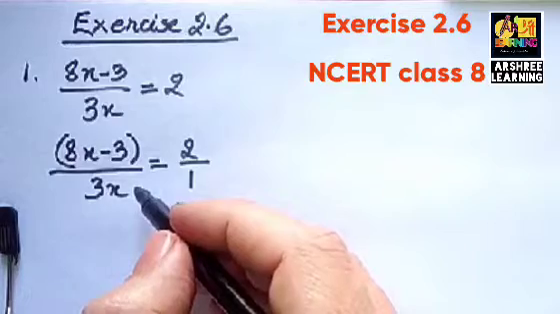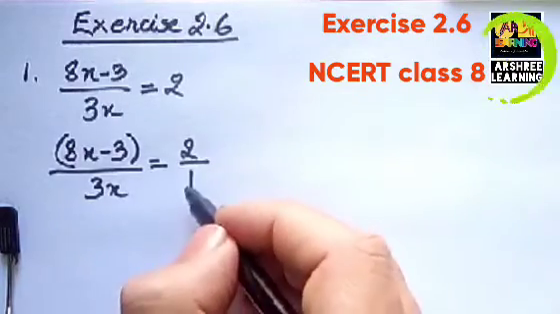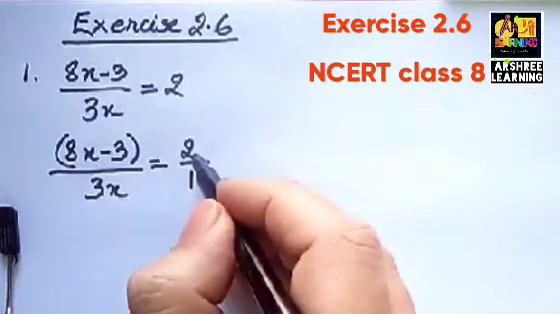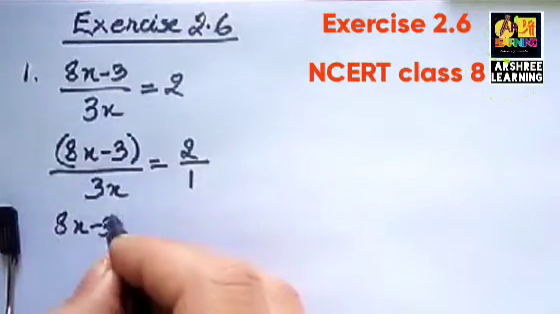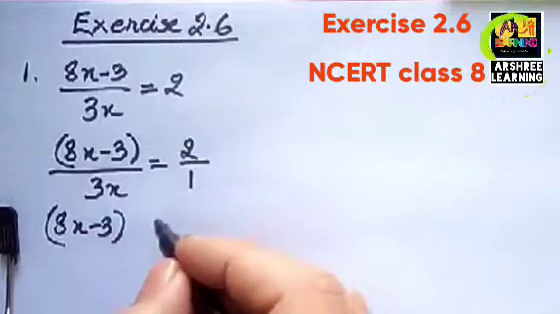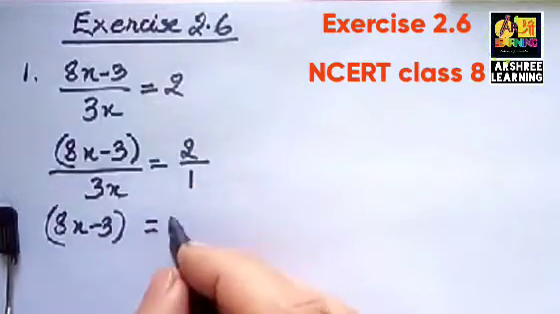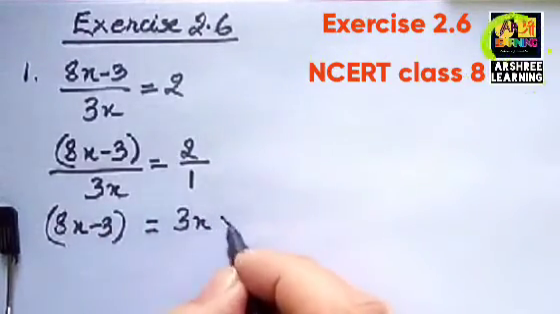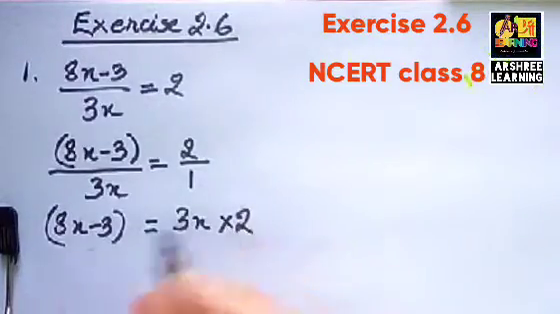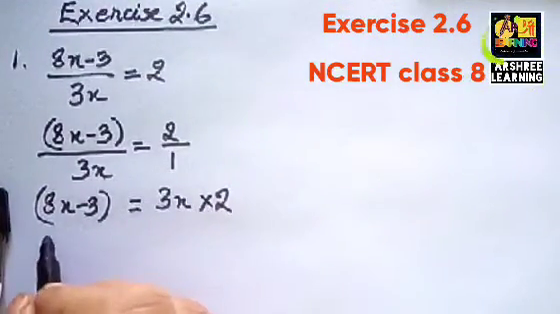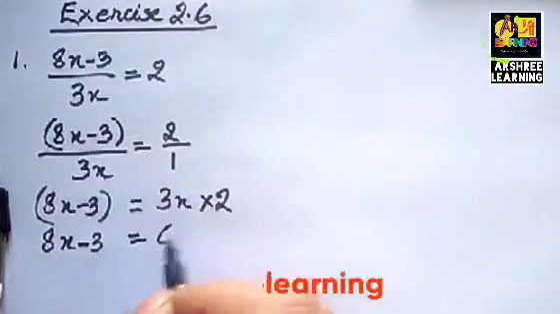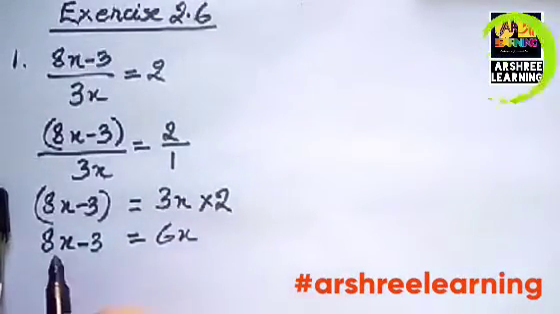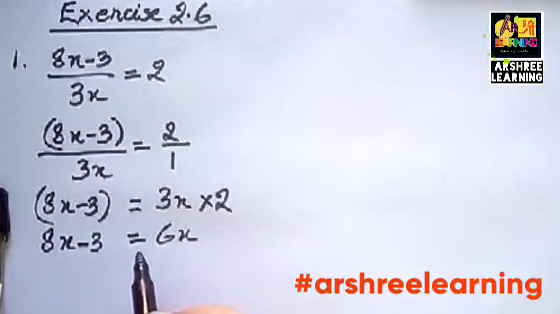Now you will cross multiply. When you cross multiply, 1 will multiply here and 3x will multiply here, so it will become (8x minus 3) multiplied by 1, and 3x multiplied by 2. Now it will become 8x minus 3 is equal to 6x.